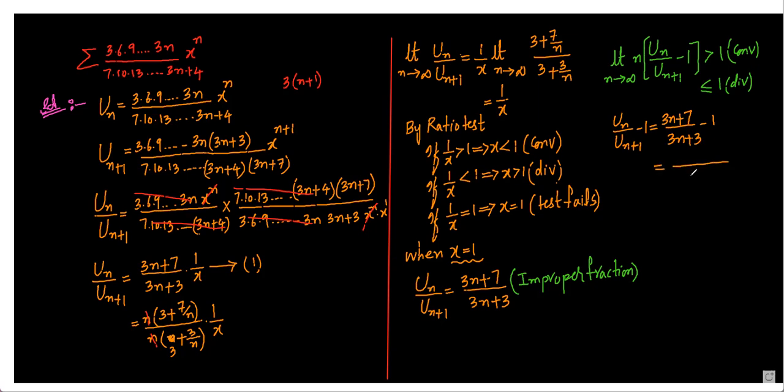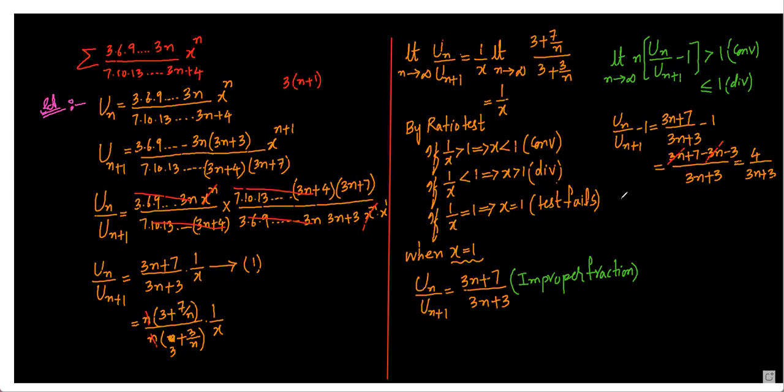If you simplify, what is the LCM? 3n plus 3 will be the LCM. And here we get 3n plus 7 minus 3n minus 3. We are taking the LCM and then simplifying. Plus 3n and minus 3n get cancelled. And what is left? Left is 7 minus 3, which is 4, so 4 by 3n plus 3. Okay, step number 1, subtracting 1, is over.